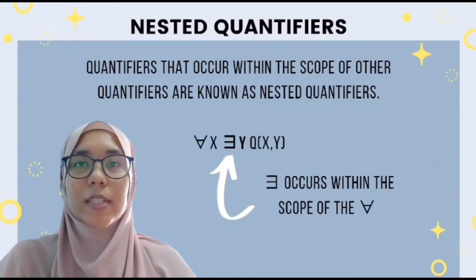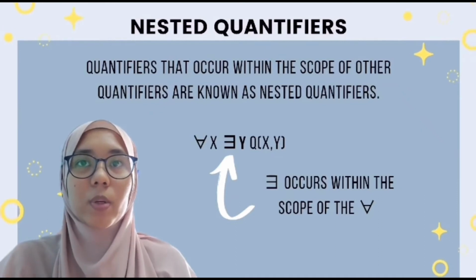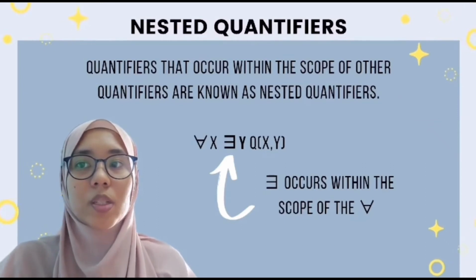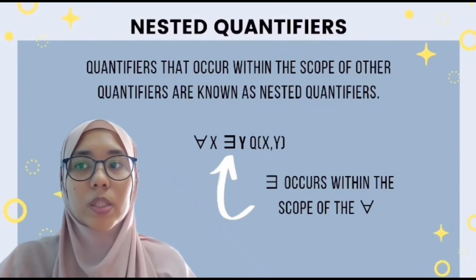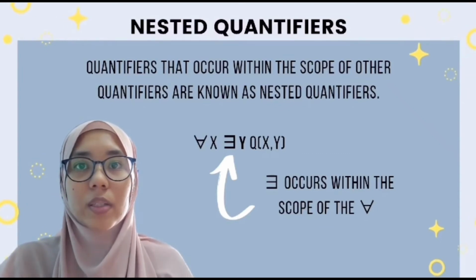Now that we have discussed the main types of quantifiers, we will talk about another type of quantifier called nested quantifiers. Nested quantifiers are quantifiers that occur within the scope of other quantifiers, which means there is more than one quantifier in a single statement. In the slide, we can see the example: for all x, there exists y, Q of x, y. From this statement, the existential quantifier occurs within the scope of the universal quantifier.